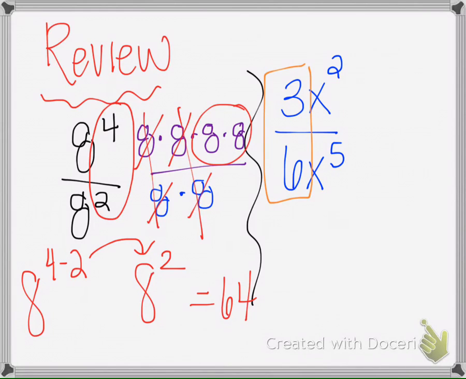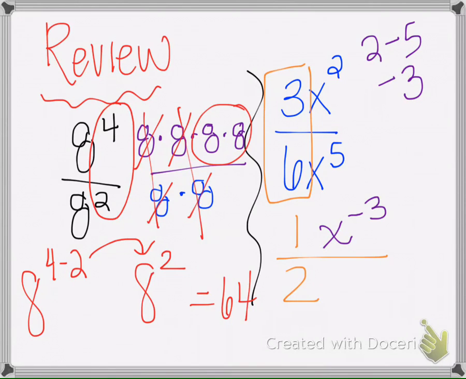So that's what we would do here. The 3 and the 6 are not exponents, so we would simplify it like a normal fraction. And then we would subtract top minus the bottom exponent. Numerator minus denominator. And then if it's negative, instead of writing x to the negative third, we know that when we have negative exponents, we move it to the denominator.